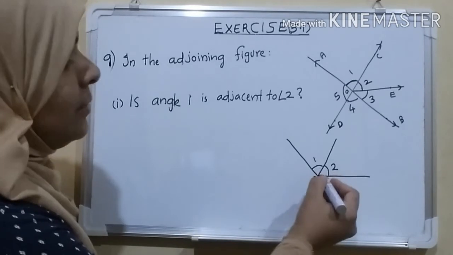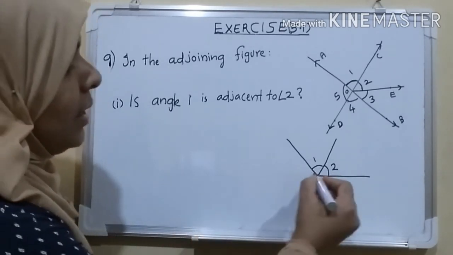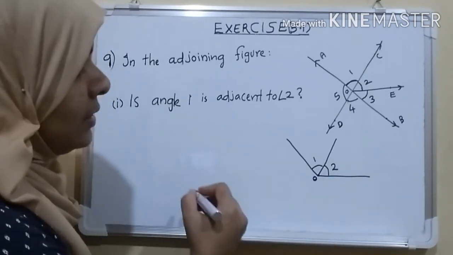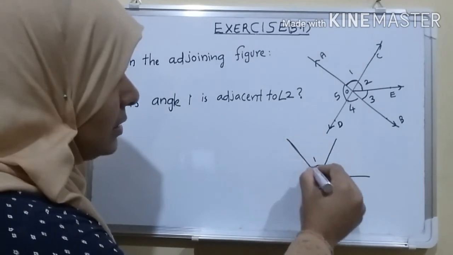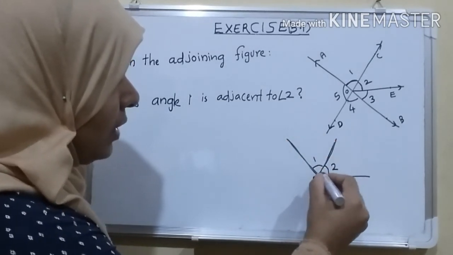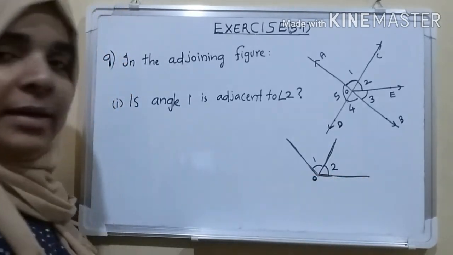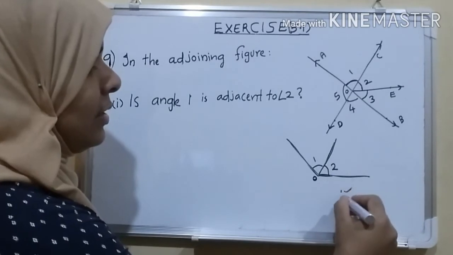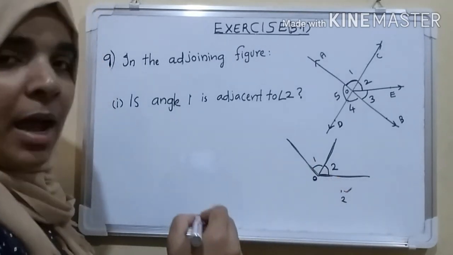Yes, we know that if two angles are adjacent, then they have a common vertex. Here, what is the common vertex? Yes, O is the common vertex. This angle 1 and this angle 2 meet at a common vertex. Then what is the second condition? Second condition: yes, they have a common arm.